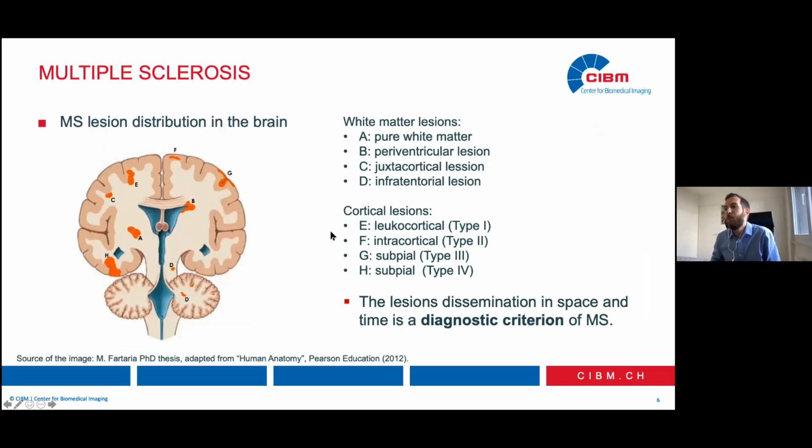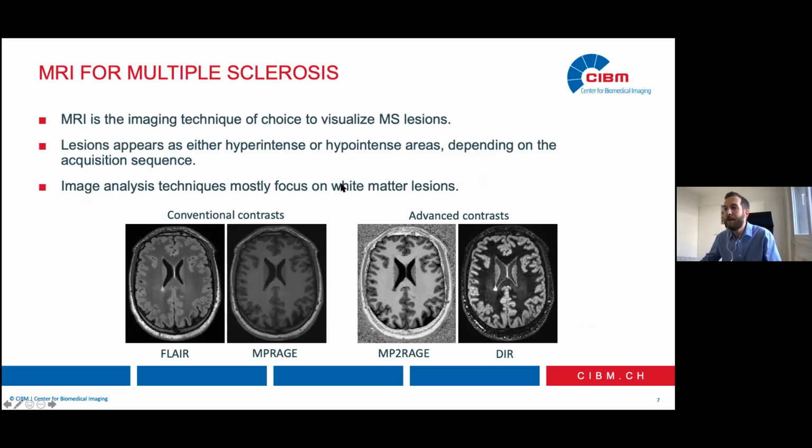In particular, we can classify MS lesions into white matter ones, which affect only the white matter, and cortical lesions, which also involve the gray matter. The lesion dissemination in space and time is a diagnostic criterion of MS, and therefore their detection and segmentation is extremely important. Regarding MRI, this is of course the imaging technique of choice to visualize MS lesions, and they can appear, as you probably know, as either hyperintense or hypointense, depending on whether the contrast is T1 weighted or T2 weighted.